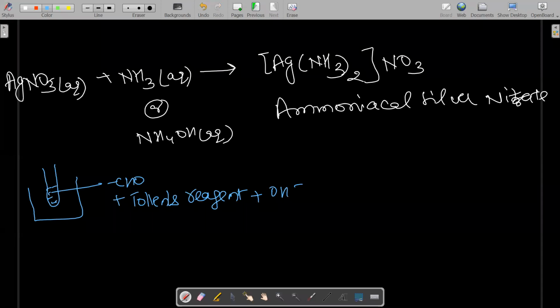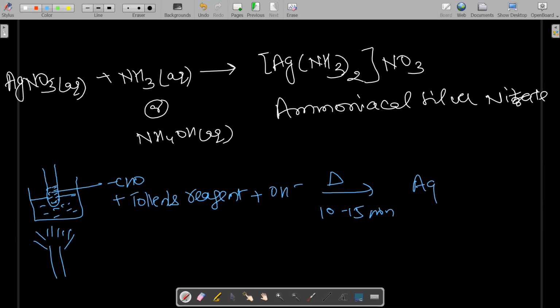Okay, so in this test, you are taking aldehyde, Tollen's reagent, and a small amount of base and putting it into a water bath. Okay, and then you can heat it. After heating for 10 to 15 minutes in the water bath, you can see on the side wall of the test tube that you get the silver mirror.